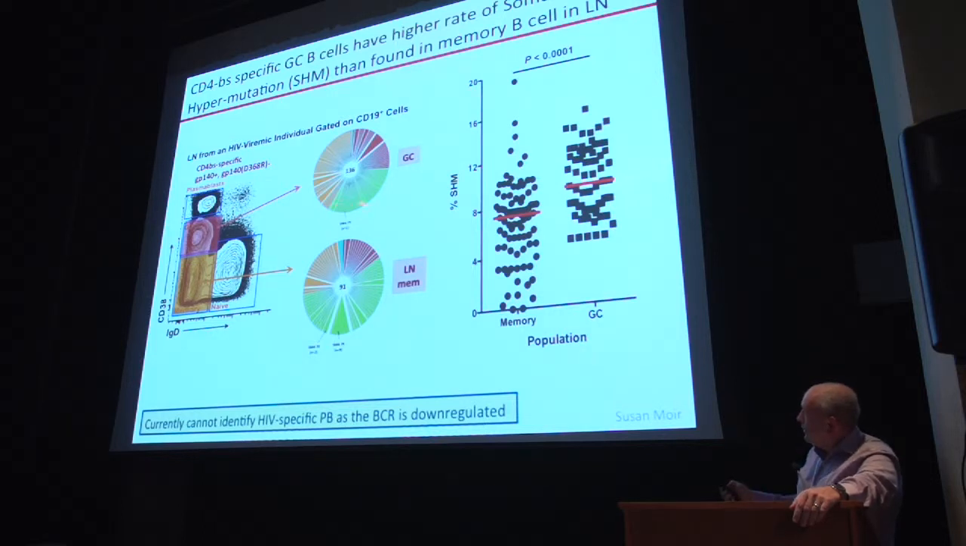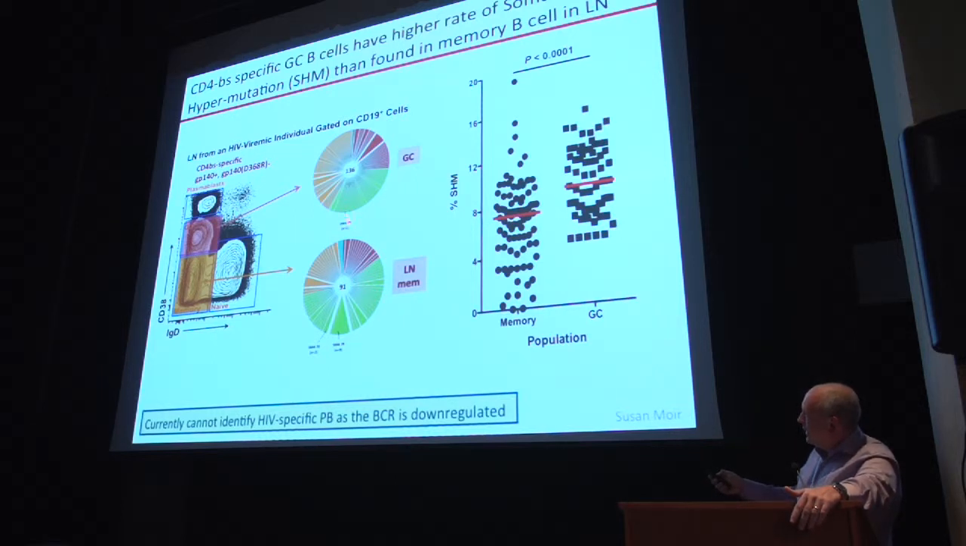So if we look at again, this is the pie chart, this is the number of clones that we obtained from this one individual. This is an HIV viremic individual, and we use the CD4 binding site probe. What we can find is that in the GC, obviously, as we have heard all morning, you have lots and lots and lots of different clones. Which ones get selected and then which ones leave the GC to go into the lymph node? We get an insight into this here.